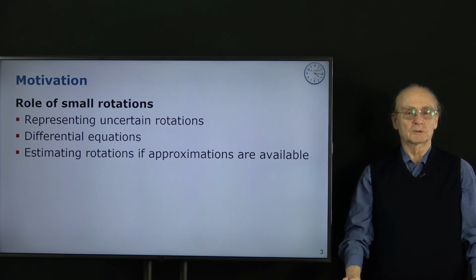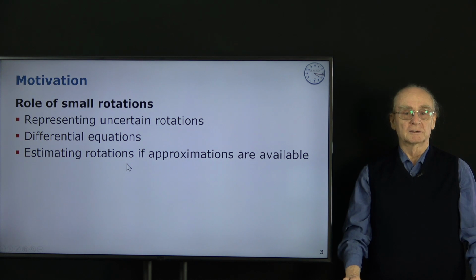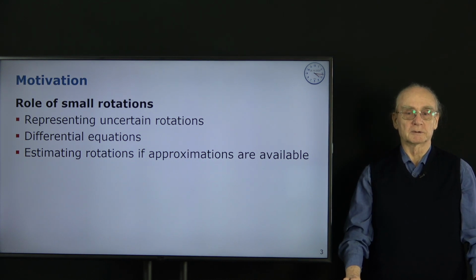Then we will have a look into what differential equations for a rotational motion look like. And we will see that small rotations always appear if we do estimation. So if we have some approximate values available, we want to correct those, and then these corrections usually are small, so we need to know how to describe small rotations in this case.